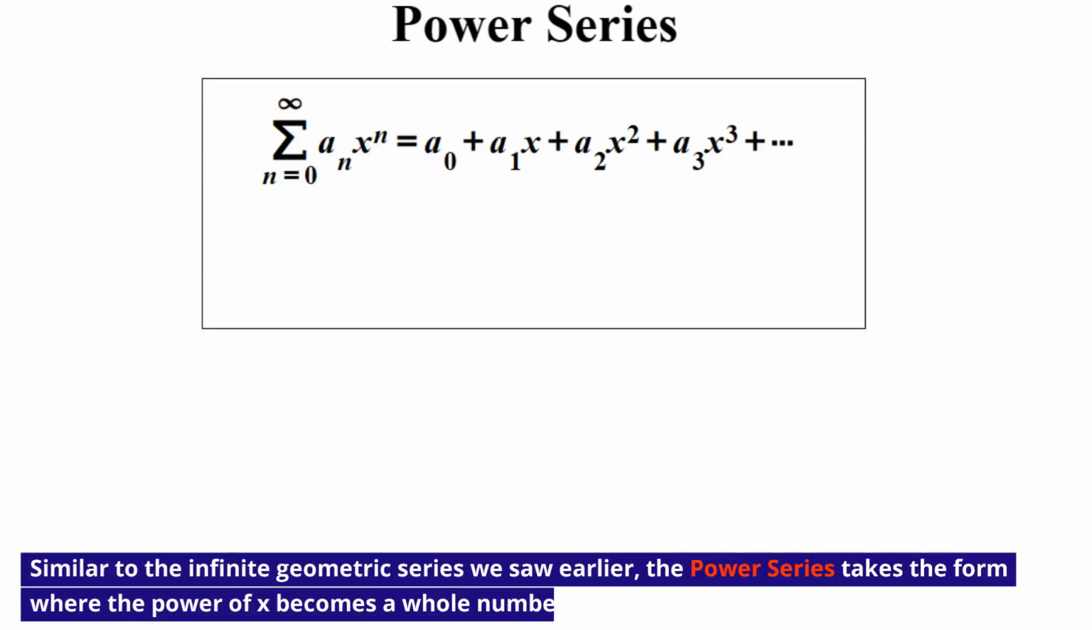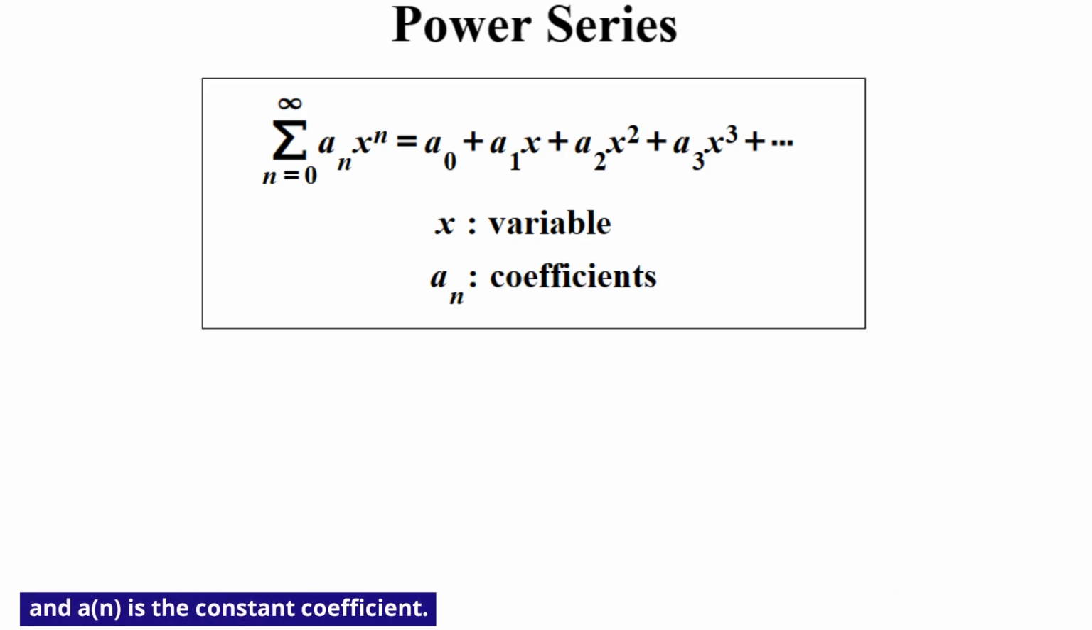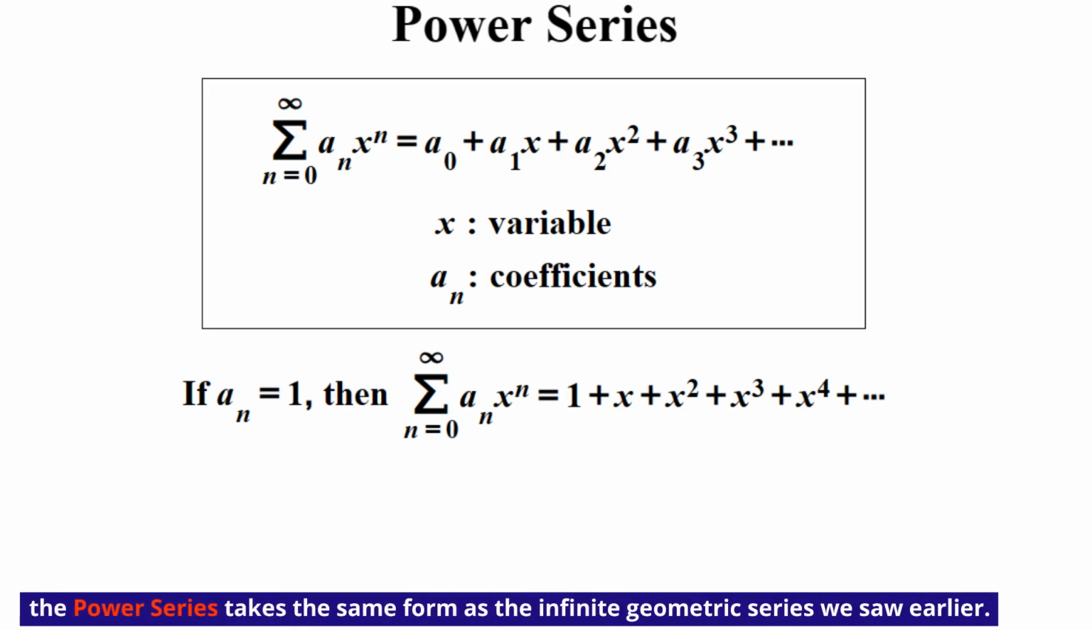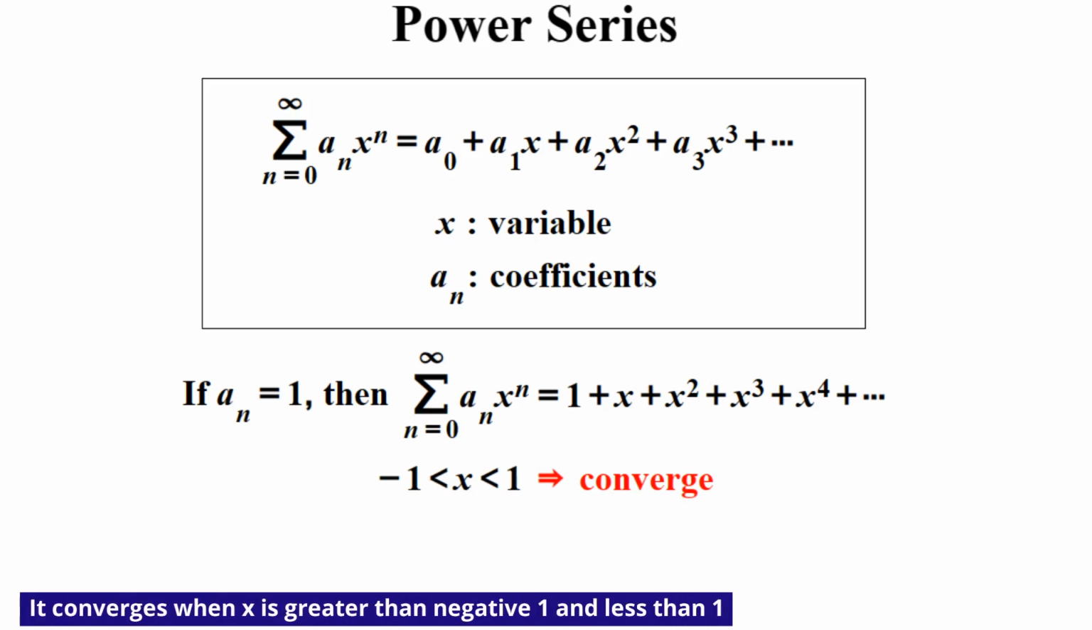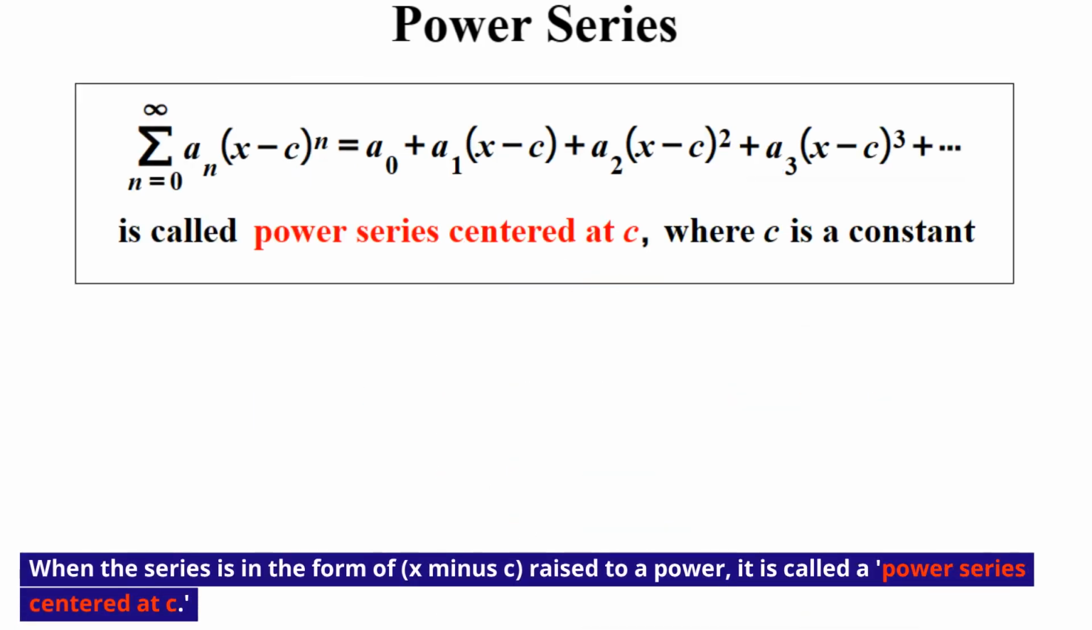Similar to the infinite geometric series we saw earlier, the power series takes the form where the power of x becomes a whole number. Here, x is the variable, and a_n is the constant coefficient. If all a_n are 1, the power series takes the same form as the infinite geometric series we saw earlier. It converges when x is greater than -1 and less than 1, and diverges otherwise. The convergence or divergence of the power series depends on the value of x. When the series is in the form of (x minus c) raised to a power, it is called a power series centered at c.